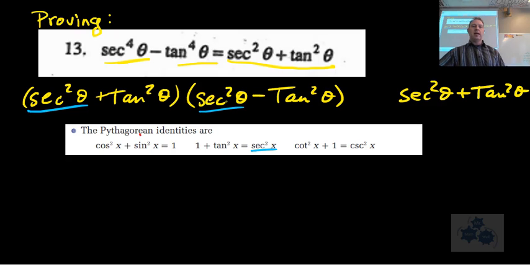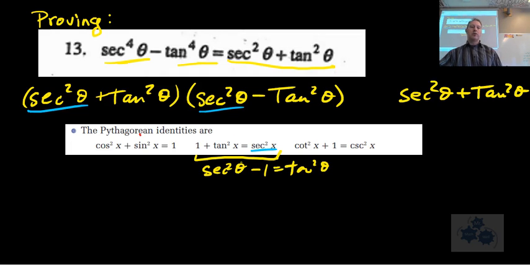Okay, so you're looking at rearranging this. Okay, so secant squared theta minus tan squared theta can come from here, yeah? Is that what you're saying? So secant squared theta, and then minus the 1 equals tan squared theta. Yes, that would totally work as well. You can use this.